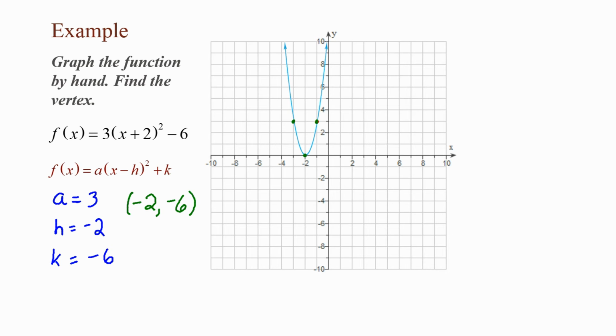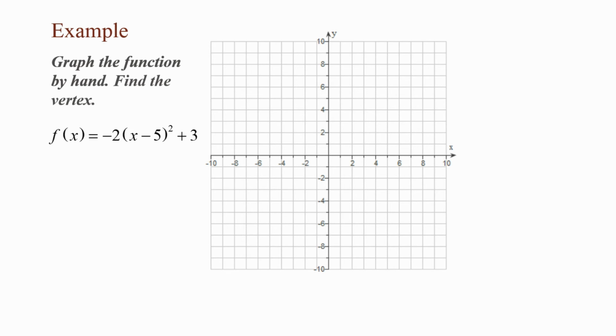Now I need to move my points down the y-axis by 6. So negative 2, 0 becomes negative 2, negative 6, which is what we said was going to be our vertex. Negative 1, 3 is now going to be negative 1, negative 3. And negative 3, 3 is now going to be negative 3, negative 3. Now I'm ready to draw my final parabola. So this is the graph of f of x equals 3 parenthesis x plus 2 close parenthesis squared minus 6.